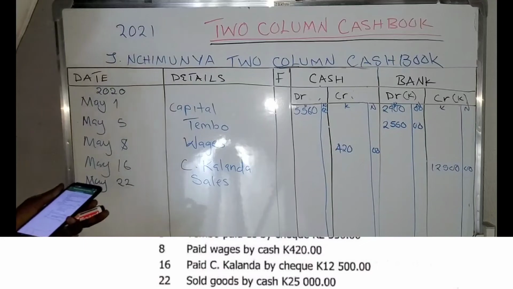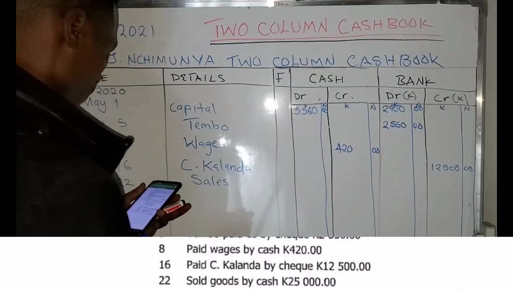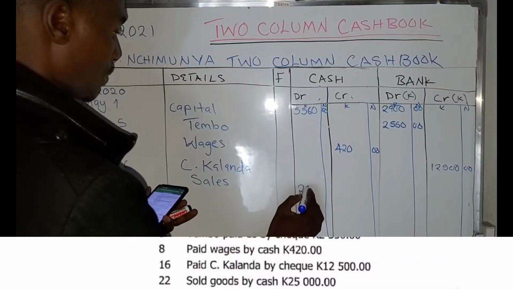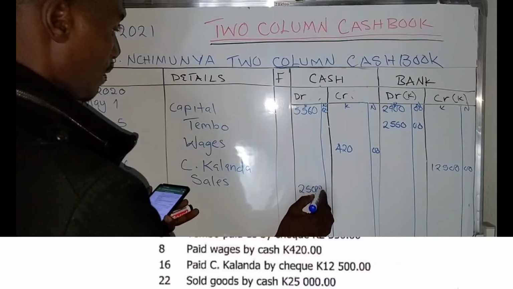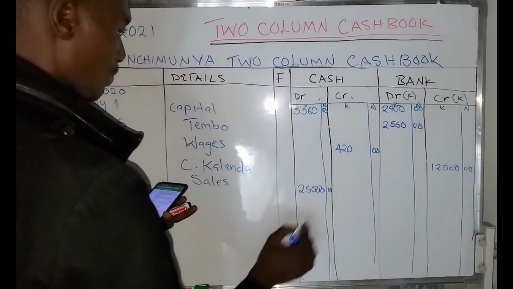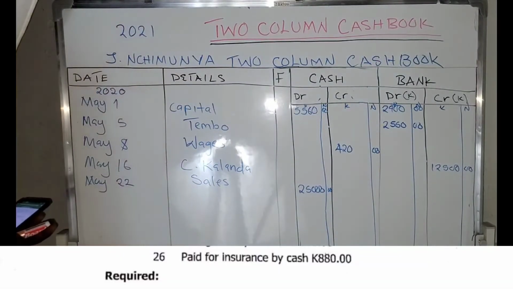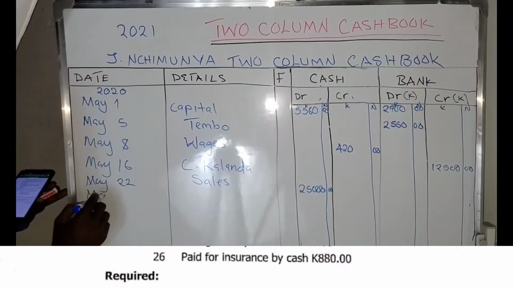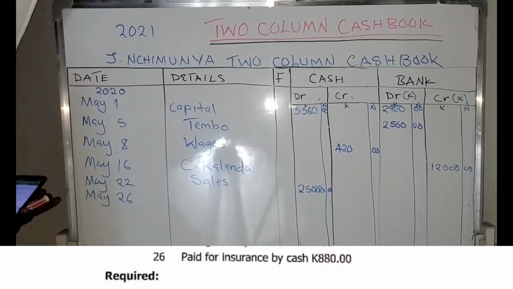And when you sell goods, money is coming to us, and by cash. So we're going to debit the cash account by 25,000. All right, this is the wrong way there. 25,000. Next is the last transaction, which took place on May 26th.